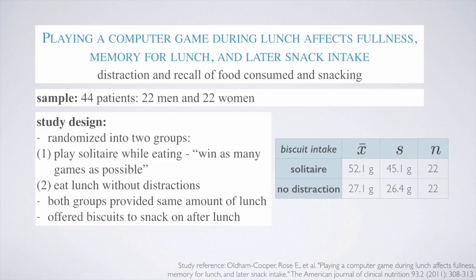The summary statistics suggest that the distracted eating group snacked more after lunch, with an average of 52.1 grams of biscuits compared to 27.1 grams for the other group. We're also given the standard deviations for both groups as well as the sample sizes, which we know are 22. The goal in this video is to estimate the average snacking level for distracted eaters.